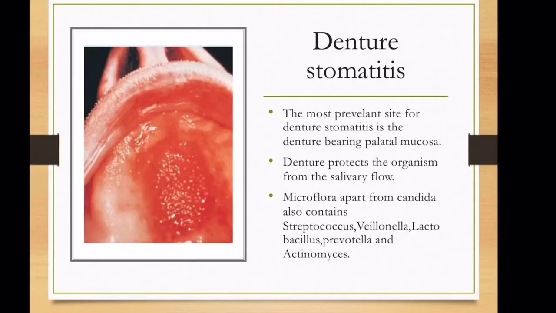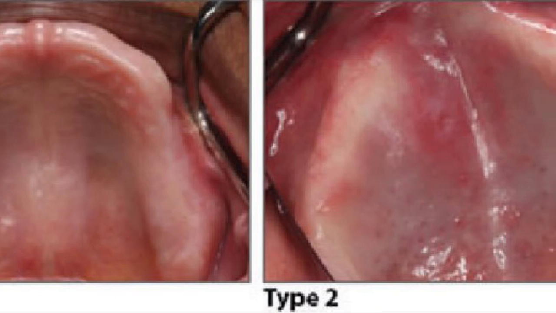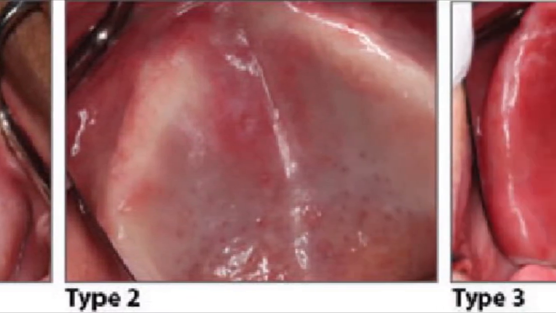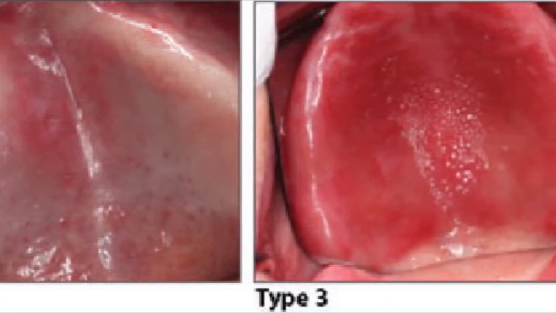Now let us split the word and see. The first word is denture, so the lesion is related to denture. The second word is stomatitis. The stomatitis can be split into stoma and itis. Stoma means mouth and itis means inflammation. The most common site is the denture-bearing surface of the palatal mucosa. The chance of it occurring in the mandible is quite less because of the constant pooling of saliva.